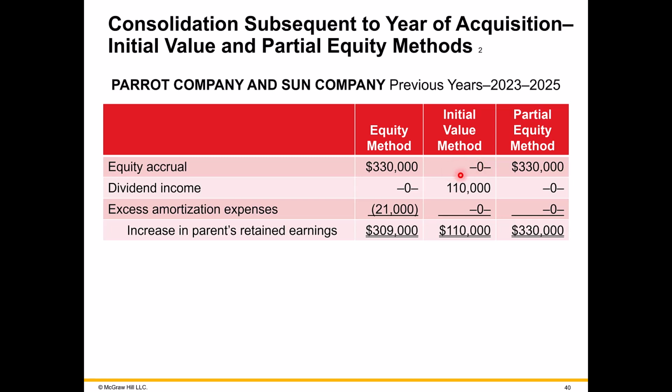Okay, and then the initial value method, you recorded none of the subsidiaries' earnings on the books of the parent. So all of this has to be recorded. And you got to reverse out this dividend income. And you got to record the 21,000 of amortization.